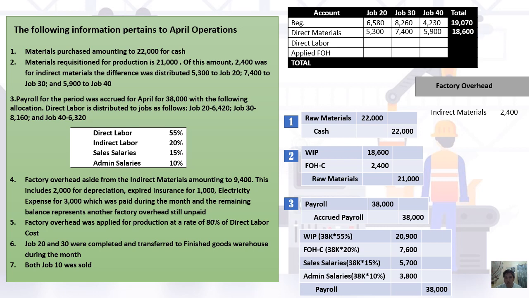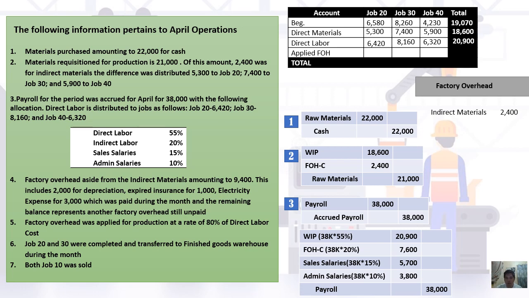So yung 20,900, i-distribute natin yan to different jobs. So luckily, available na po kung magkano yung direct labor na na-dedicate for each job. So ilalagay lang natin. For job 20, ang direct labor cost niyan ay 6,420. For job 30, meron tayong 8,160. Then for job 40, meron tayong 6,320 pesos. So ang total niyan, equivalent na sa journal entry natin na 20,900.